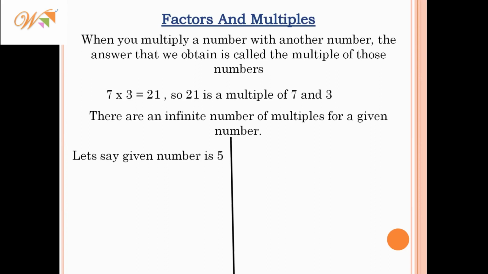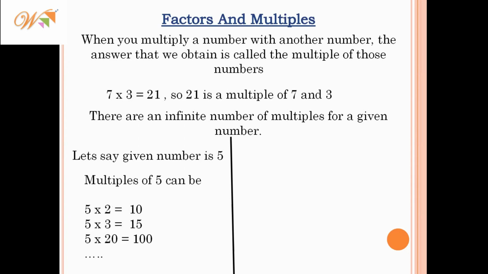Let's say we have 5. Multiples of 5 means if you multiply a number with 5, you will get a multiple, right? So 5 times 2 is 10. 10 is a multiple of 5. 5 times 3 is 15. 15 is a multiple of 5. 5 times 20 is 100. 100 is a multiple of 5, and so on. There will be no limit. You can keep multiplying different numbers with 5, and you will keep getting the multiples of 5.